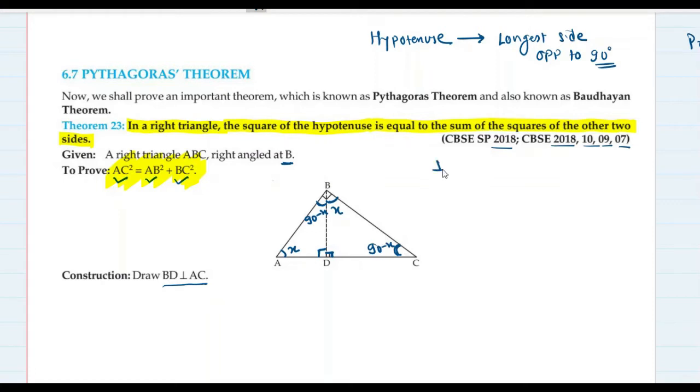So first, in triangle ABD and triangle ABC. Which triangle is ABD? ABD is this small triangle over here. So we have to prove this small triangle similar to the big triangle ABC. We have to prove ABD similar to ABC. Okay, let's see how.